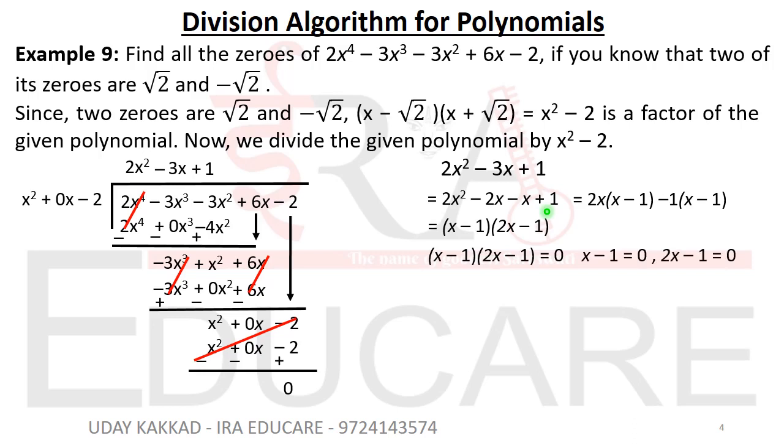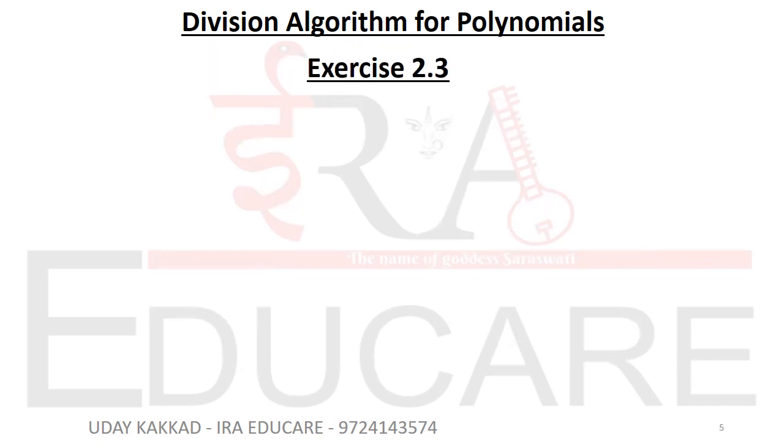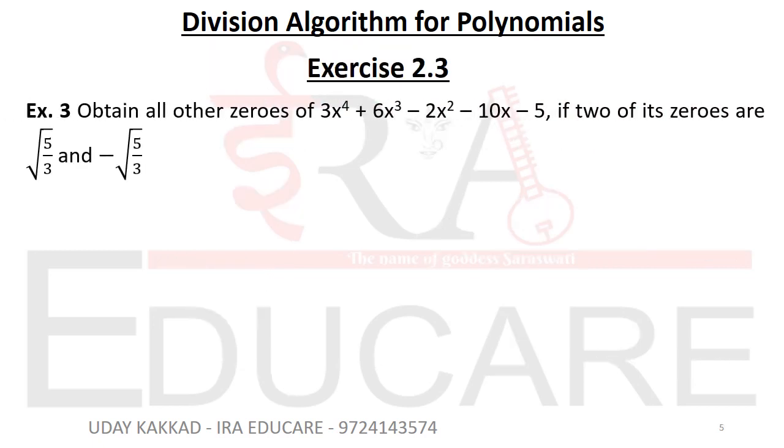So zeros are, you want to find the zeros, so x is equal to 1 and x is equal to 1 by 2. So all the 4 zeros are now root 2, minus root 2, 1 and 1 by 2. So this is the method to find the other zeros when 2 zeros are given. Here you have only 2 zeros, root 2 and minus root 2, and you find another 2. Now exercise 2.3 looks the same.